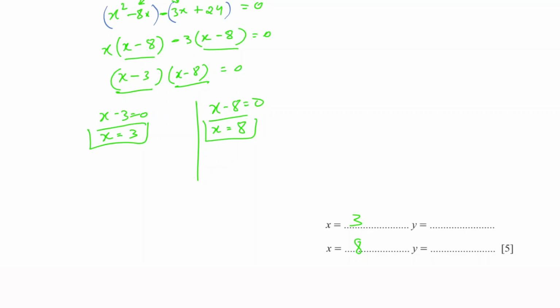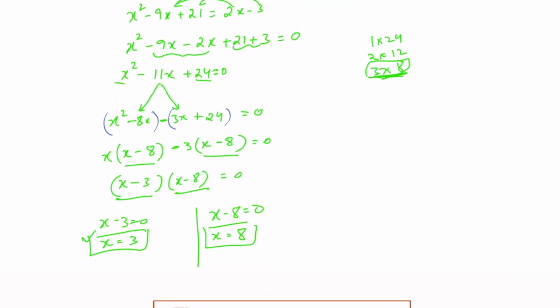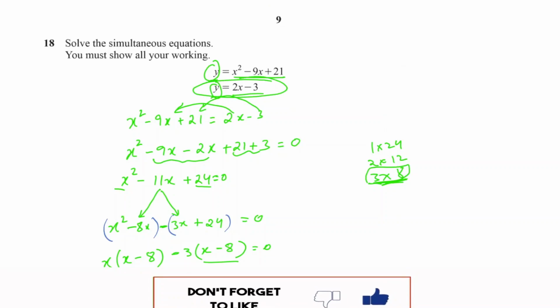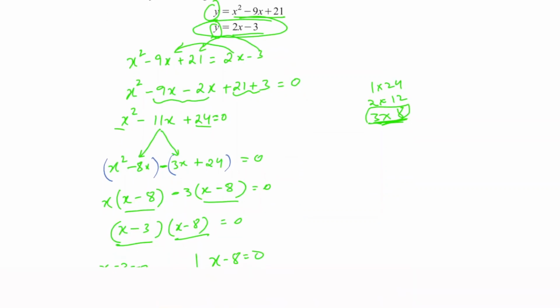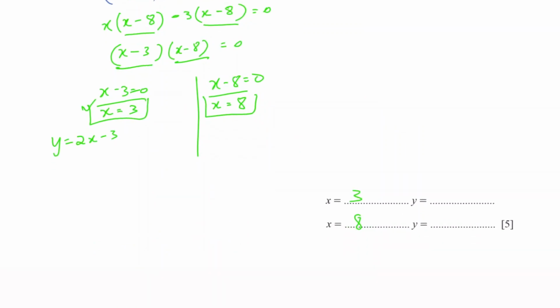I'll put this value of x in the given equation, this one, to find the value of y. So y is equals to 2x minus 3, right? The value of x is 3. So 2 times 3 minus 3. So y is equals to 6 minus 3, which is 3. When x is 3, I got the value of y as 3, right?